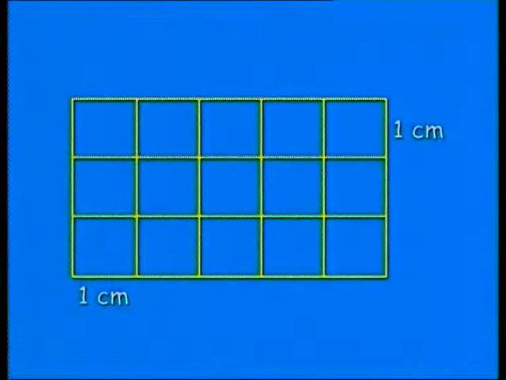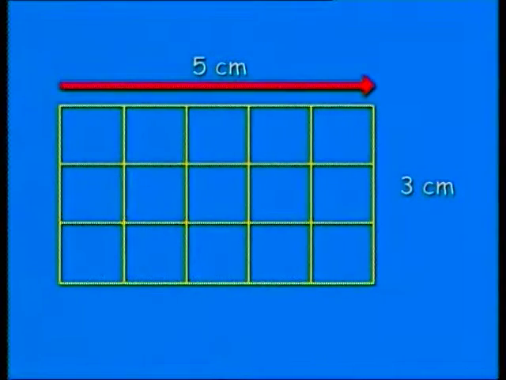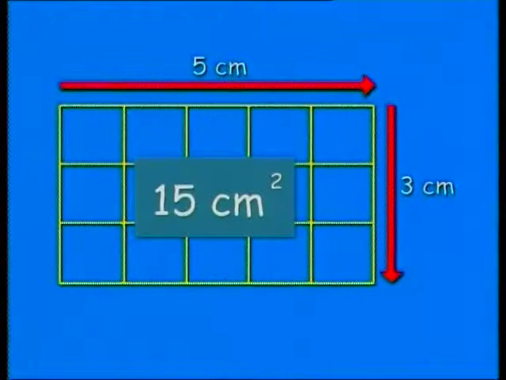To calculate the area of this rectangle, the formula is length multiplied by width. So, in this diagram, the length is 5 centimeters and the width is 3 centimeters. 5 centimeters multiplied by 3 centimeters equals 15 square centimeters. Do you get it? Yes, you got it.